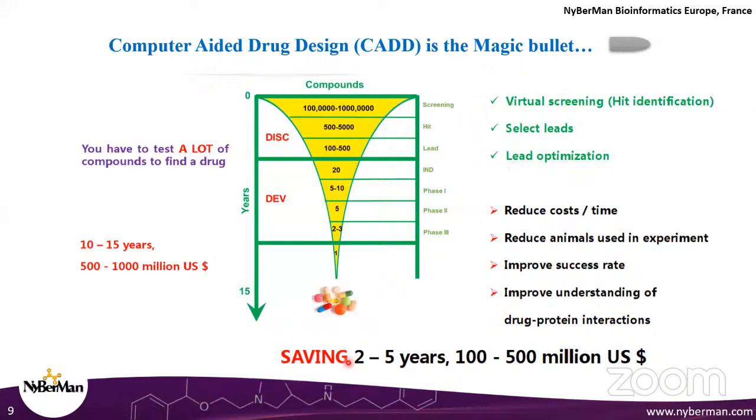By doing this, we can save nearly 2 to 5 years, and 100 to 500 million US dollars can be saved. It's quite simple, right? Instead of testing 500 compounds out of 1 lakh compounds, I can directly give a clinical researcher only 20 compounds of my organism of interest, from where I'm going to derive the drug. To highlight this, it reduces the cost and time, it reduces the animal use in experiments, improves the success rate, and improves the understanding of drug-protein interactions, what influence it is going to make with the drug.